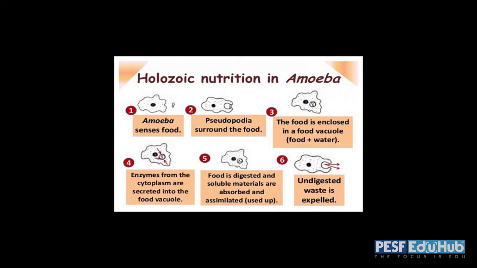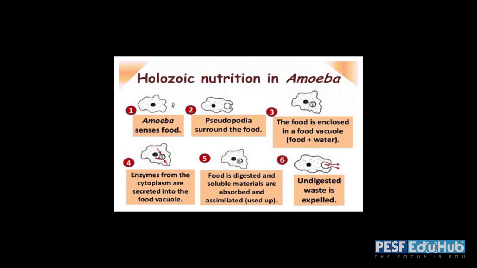The first step in holozoic nutrition in amoeba is shown in diagram number 1. Here the amoeba senses the food. After sensing it, its cell membrane forms finger-like structures called pseudopodia. The pseudopodia surround the food. Then the food is enclosed in a food vacuole. See diagram 3.